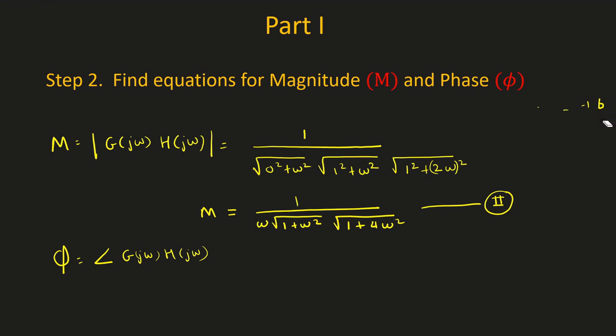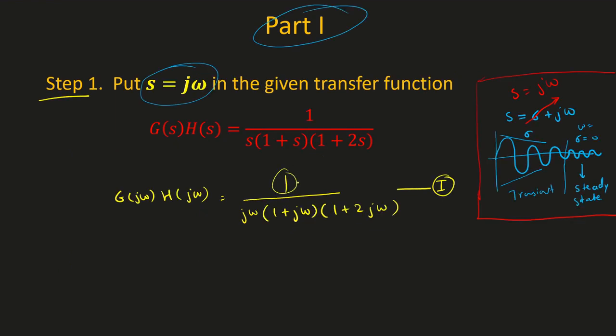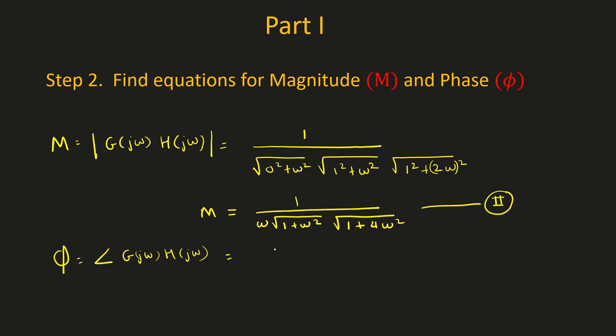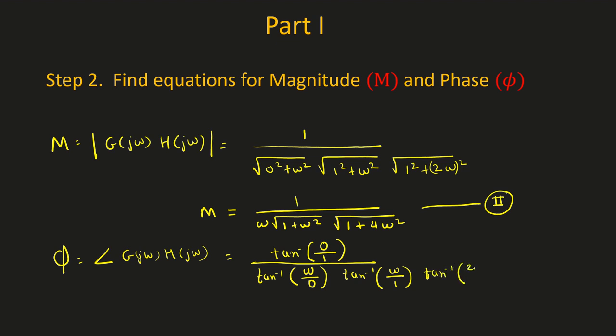So using the same technique, we can calculate the phase of the given transfer function. So here in the numerator of our transfer function, there is no imaginary part. So tan inverse of 0 divided by real part 1, divided by tan inverse of imaginary part ω divided by real part 0, into tan inverse of imaginary part, that is ω, divided by real part 1, into tan inverse of imaginary part 2ω divided by real part 1.